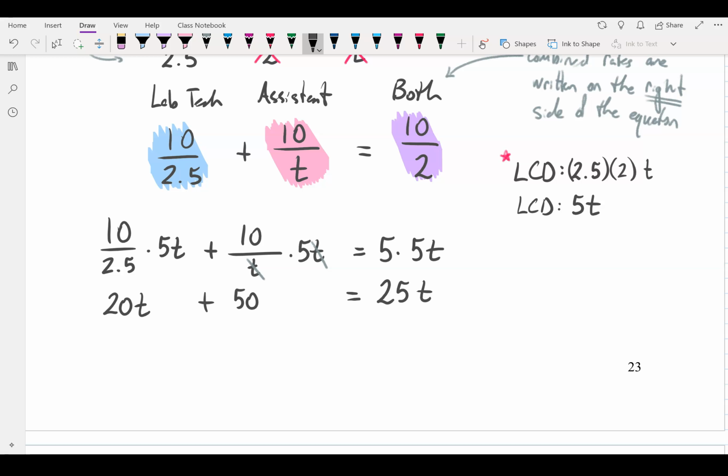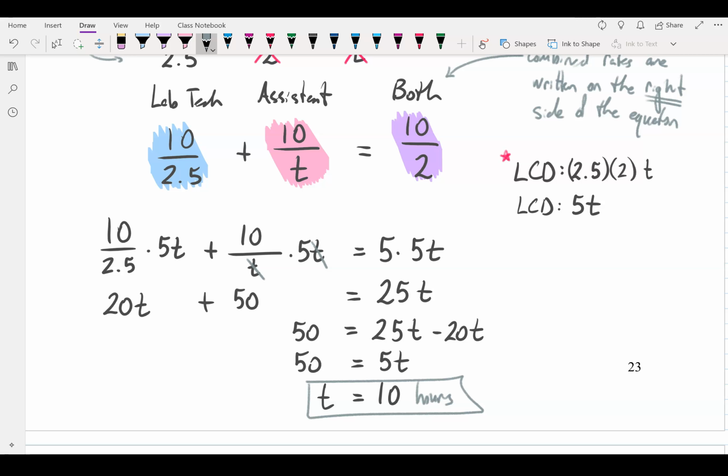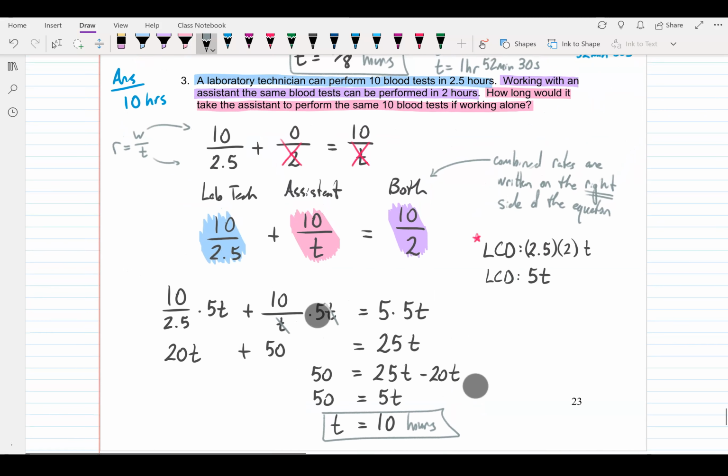Now on the left side, it's all simplified. On the right side, same thing. I'll keep the 50 on the left. I'll move the 20 to the right, so it's 25t minus 20t. And then I should have 50 equals 5t, and divide both sides by 5. T will end up being 10. And what's my unit of time here? I believe it's 5 hours. 10 hours. Let's look back and see if it makes sense.